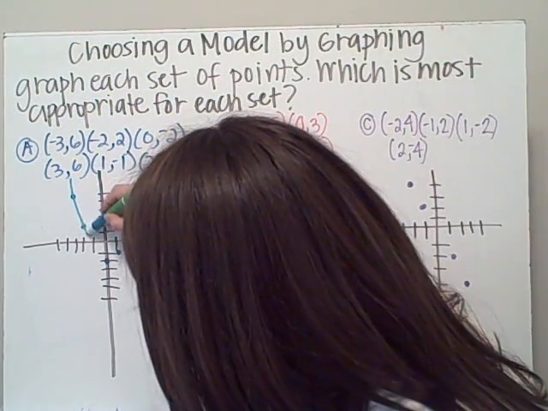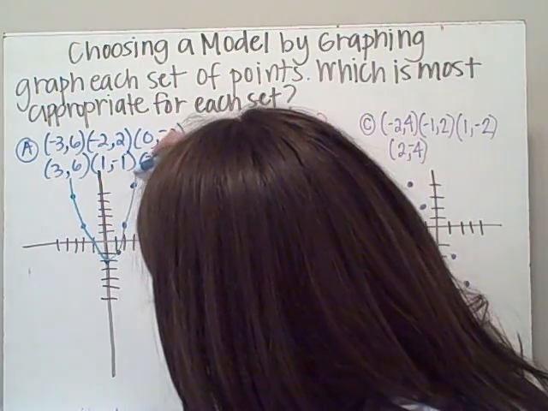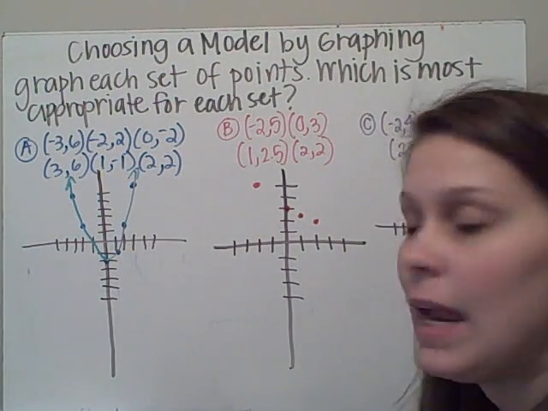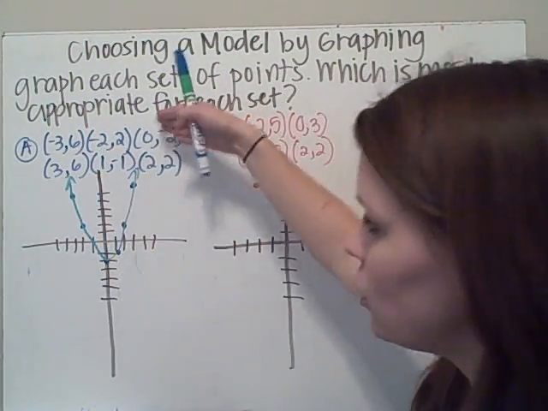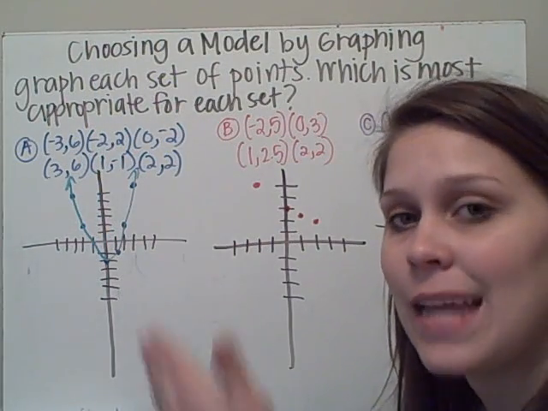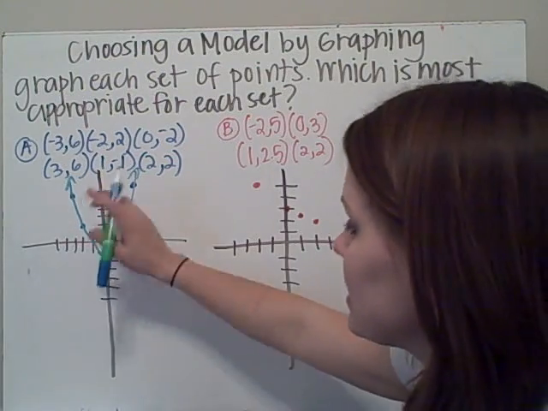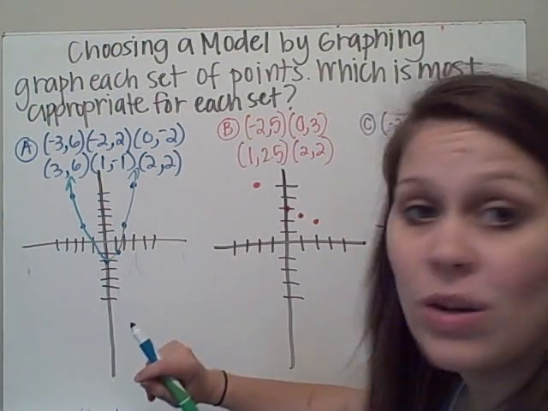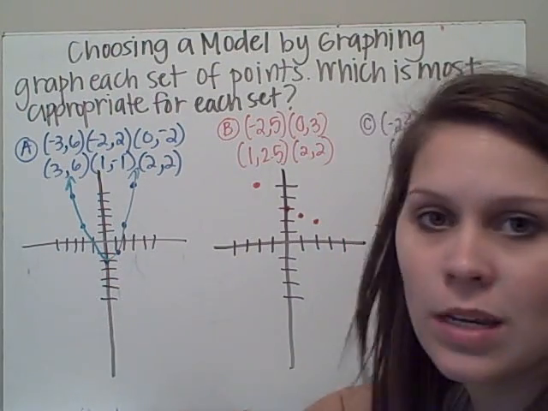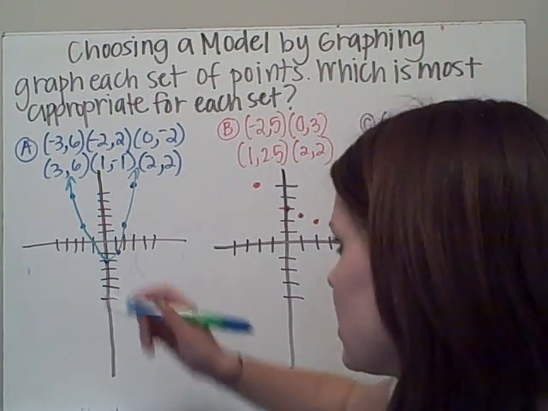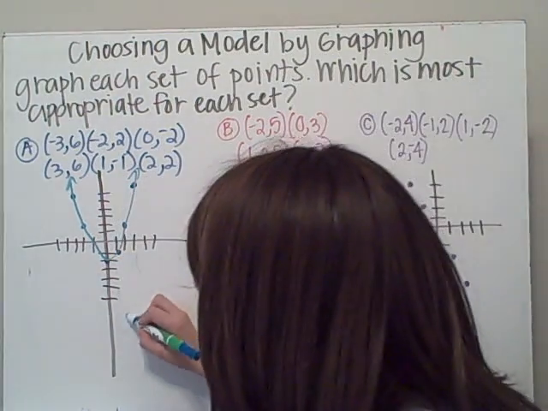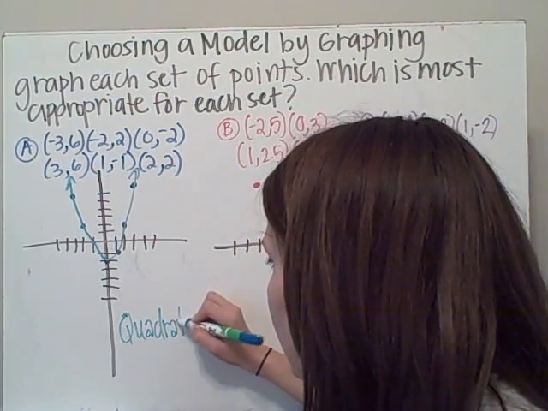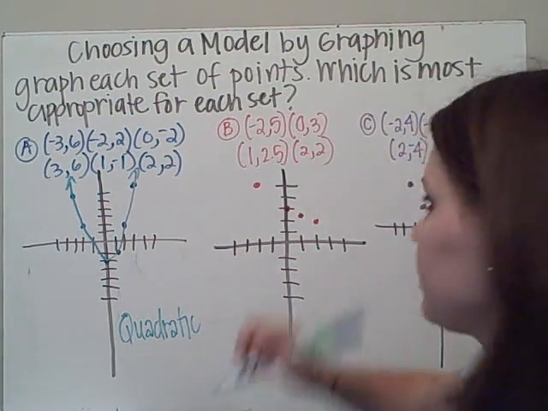And if I were to connect the dots, we would get a U-shaped graph. The graph that is a U-shape is a quadratic. We know this is not linear because it's not a straight line. And we know it's not exponential because exponentials do not go past the x-axis. So being U-shaped, we would consider this to be a quadratic graph.